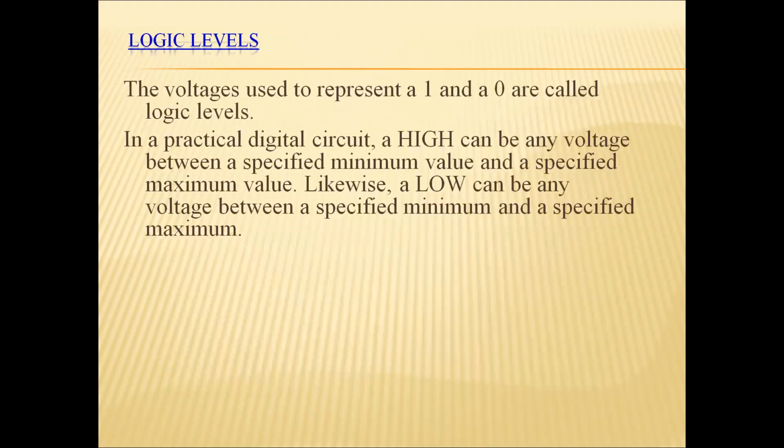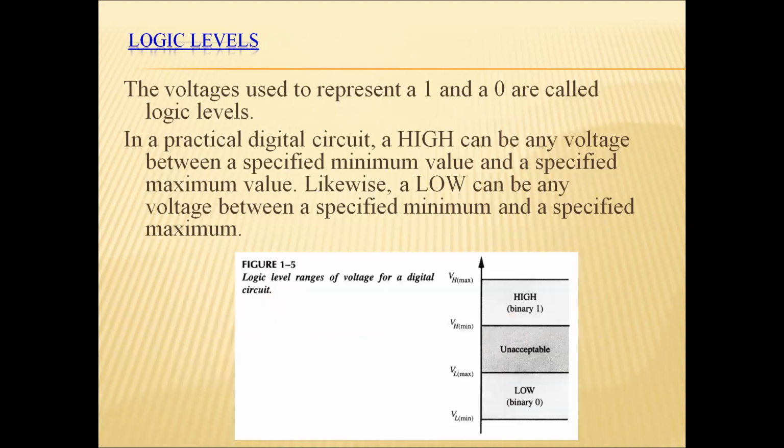High and low logic levels. As you can see here, in a practical digital circuit, a high can be any voltage between a specific minimum value. If it is a practical circuit, this can be your 1 and this can be your 0. And this region is unacceptable because there has to be a difference between these high and low in a practical circuit, because it is linked to the voltages.